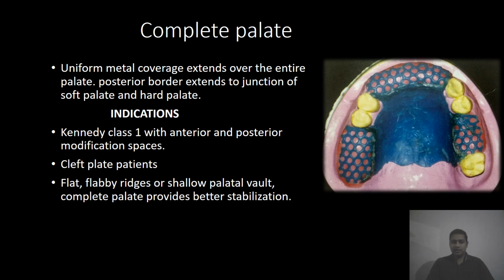It is a thin band of metal that covers the entire hard palate. Posteriorly, it extends to the posterior palatal seal area, that is at the junction of hard and soft palate. It is indicated in Kennedy's class 1 situations with modification spaces both in the anterior and posterior areas. It is also indicated in cleft palate patients, when the tissue is flabby or there is a flabby ridge, or if the palatal vault is shallow.